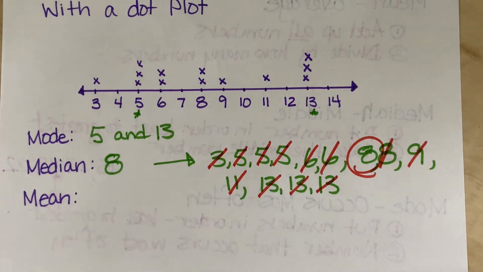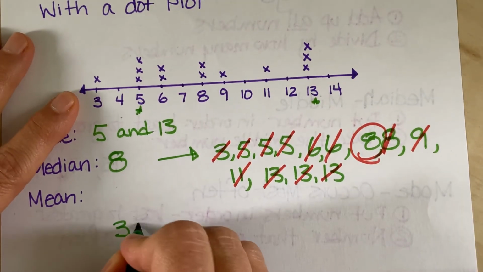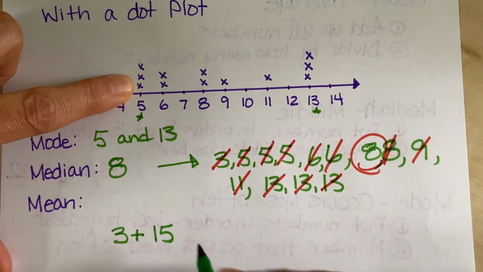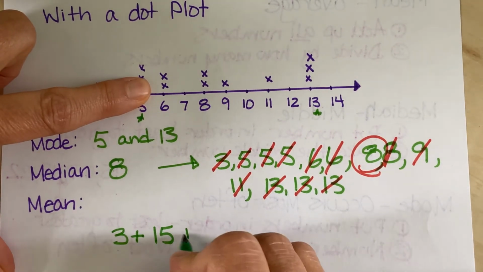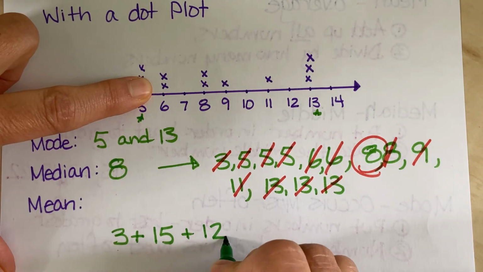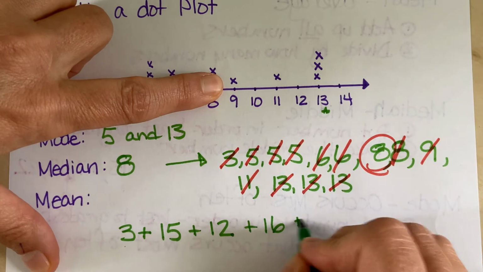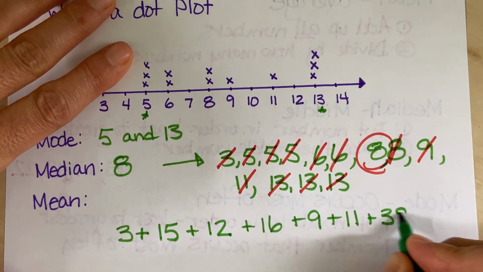All right, so for the mean, that was the median. For the mean, I have 3 plus, now I have 3 5s. I'm going to add 15. 5 plus 5 plus 5 is 15, so I'm just going to do it this way because it'll be a little bit faster. Plus, I have 2 6s, which is 12. I have 2 8s, which is 16. I have 1 9, 1 11, and I have 3 13s, which is 39.